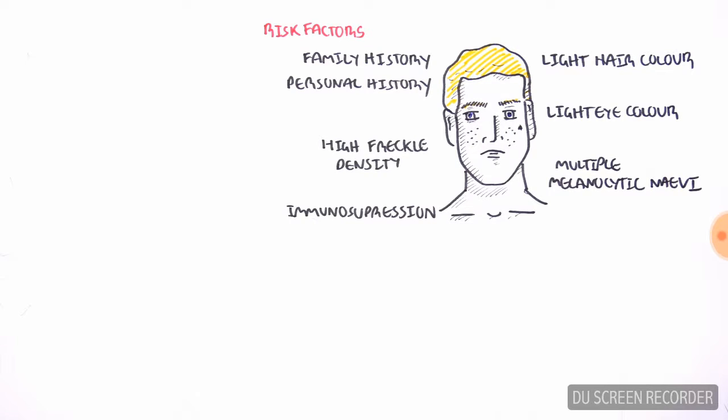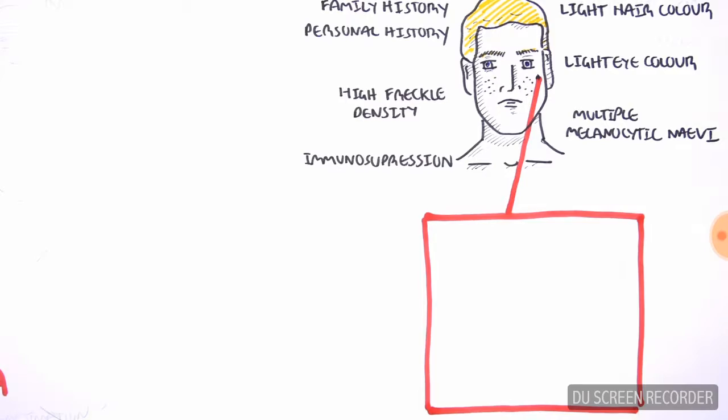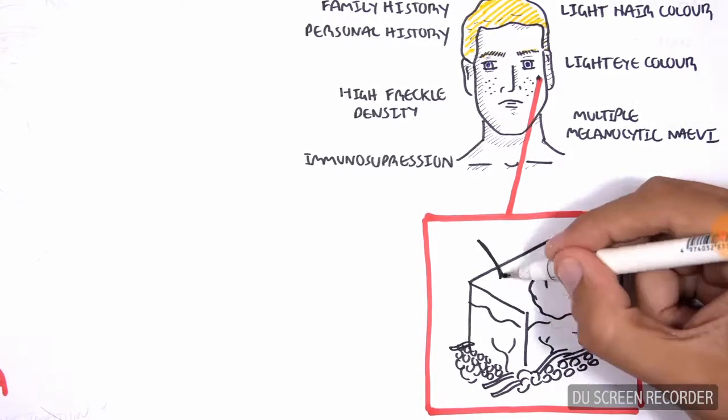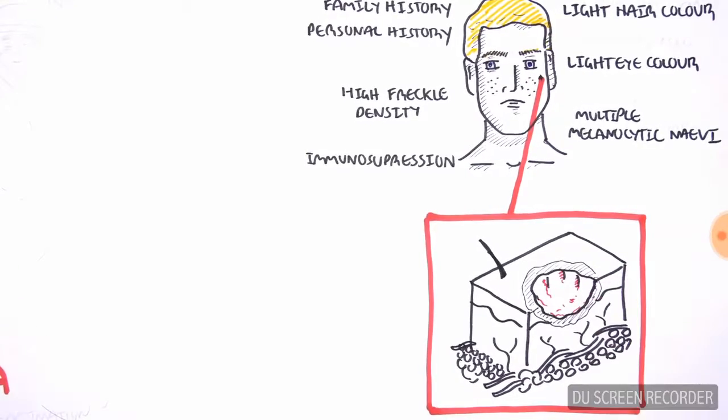So how does melanoma look like? Well, melanoma looks different in each individual. So let's zoom into this person's face. And here's a cross-section of a skin with melanoma. Let us compare this to a normal skin cross-section.